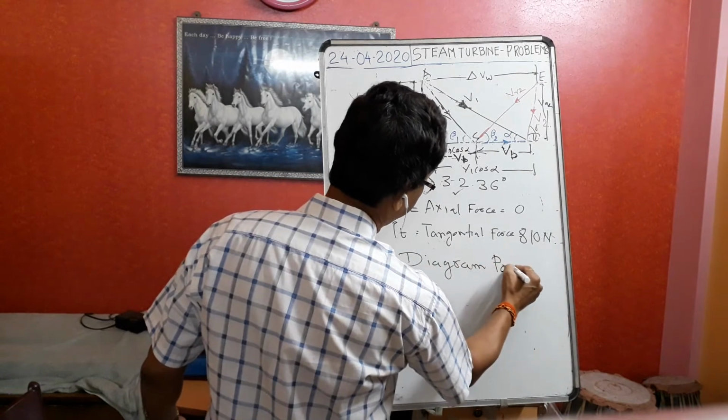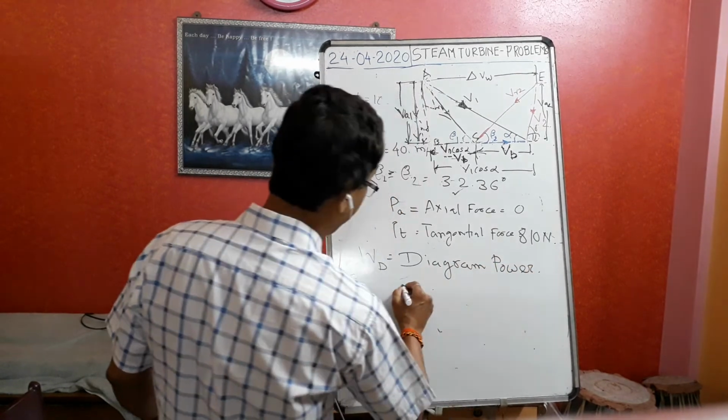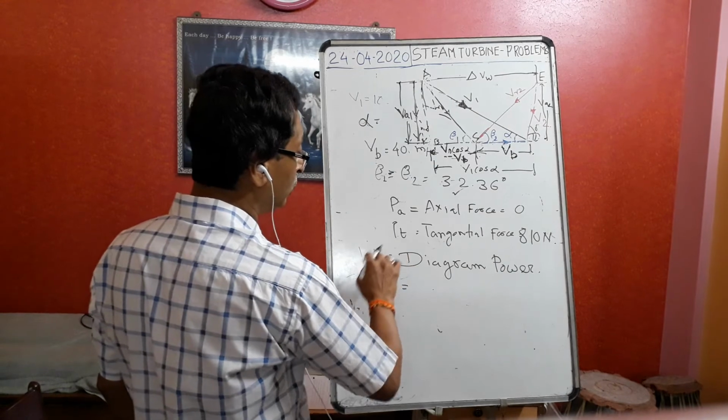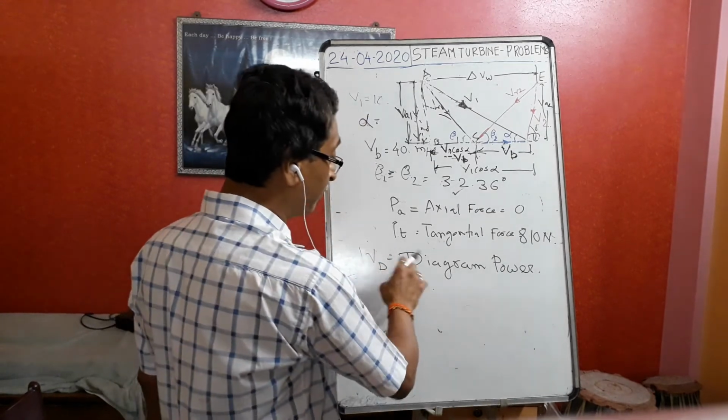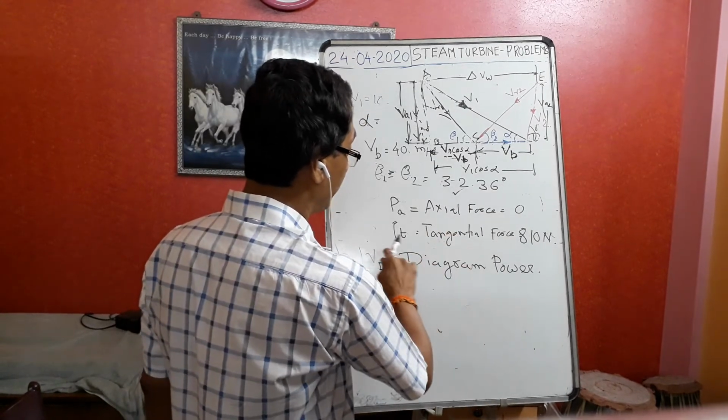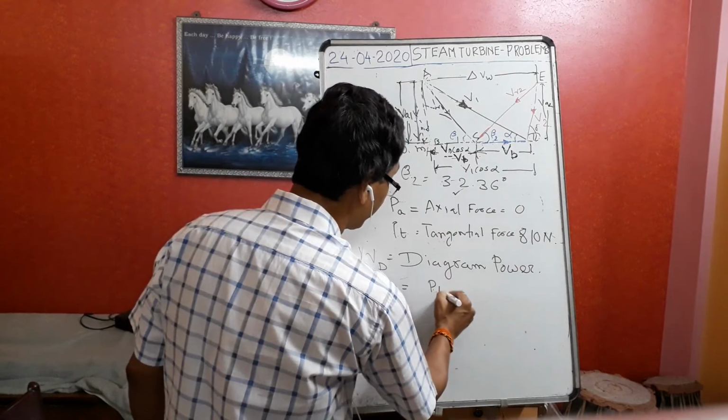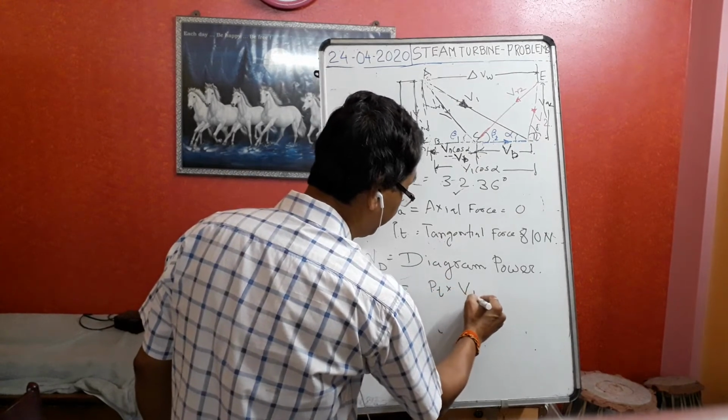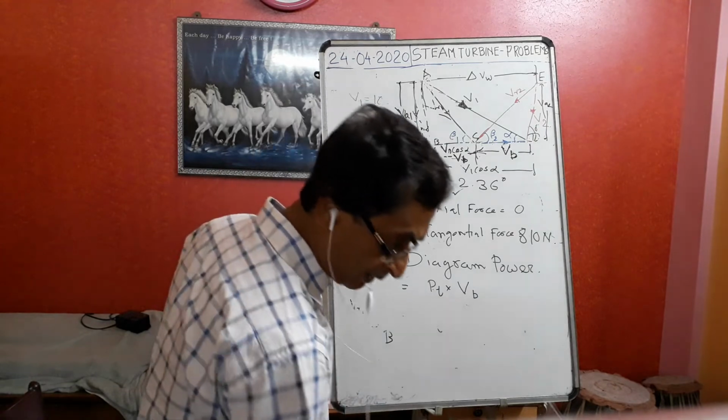Today I am showing the technique. Now you can do diagram power. Diagram power is equal to force, I know. So force into, what is the power? Power is equal to force into velocity. What is the force? PT. What is the velocity? VV. VV is the blade velocity.